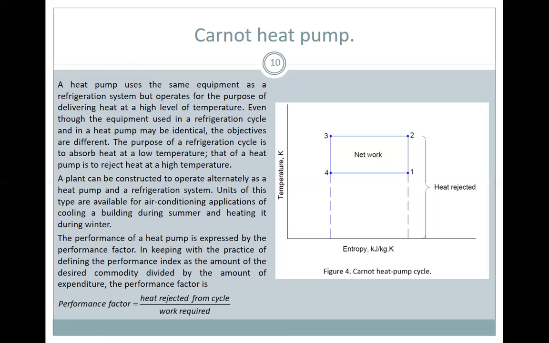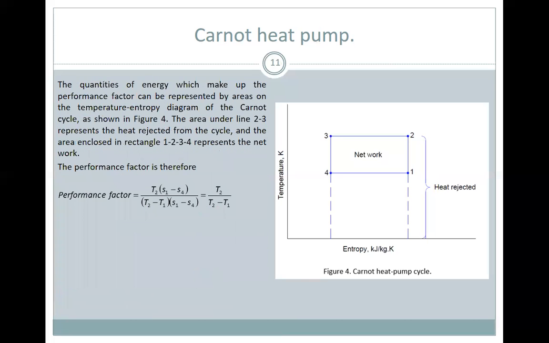The performance of a heat pump is expressed by performance factor. In keeping with the practice of defining the performance index as the amount of desired effect divided by the amount of expenditure, the performance factor is equal to the heat rejected from the cycle divided by the work required. So the quantities of energy which make up the performance factor can be represented by areas of the temperature-entropy diagram of the Carnot cycle as in figure 4. So, ganun pa rin ang direction.